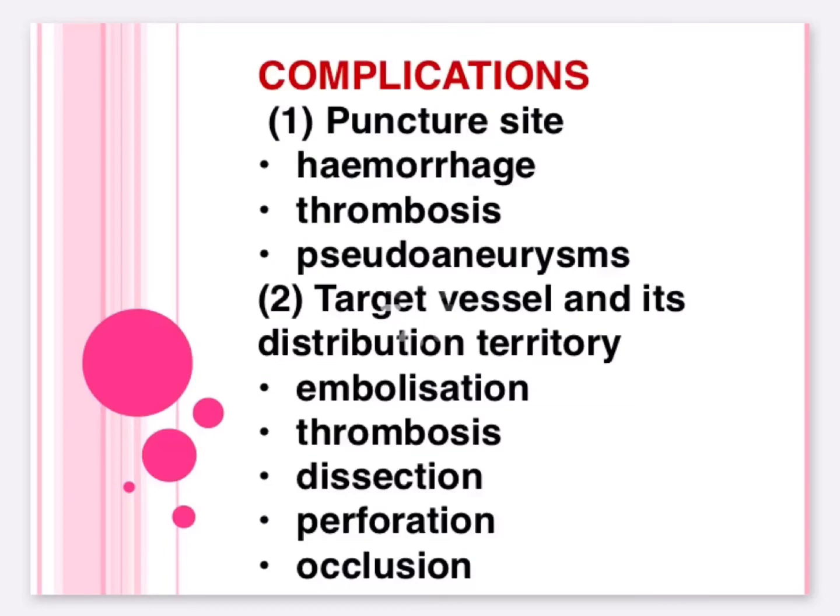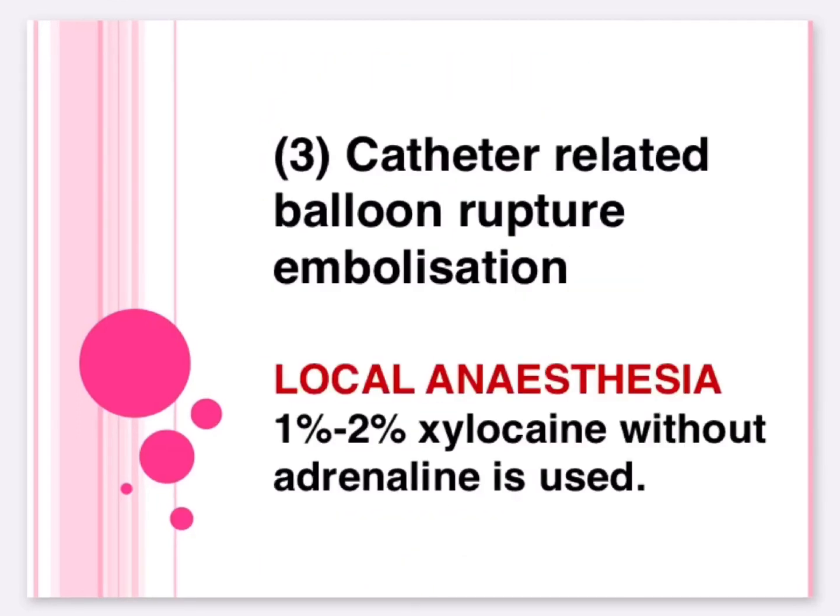Complications. 1. Puncture site: A. Hemorrhage, B. Thrombosis, C. Pseudoaneurysms. 2. Target vessel and its distribution territory: A. Embolization, B. Thrombosis, C. Dissection, D. Perforation, E. Occlusion. 3. Catheter related: balloon rupture, embolization. Local anesthesia: 1% to 2% xylocaine without adrenaline is used.